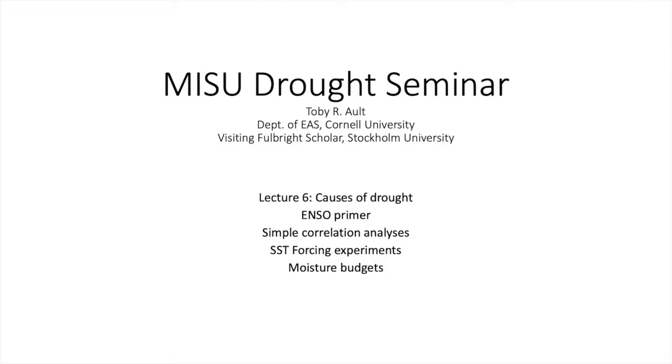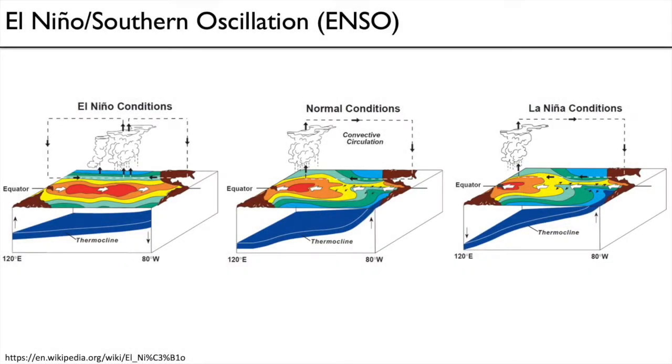Today we're going to talk about the dynamical causes of drought in the atmosphere and the sources of atmospheric variations that lead to drought that lie in the ocean. Quick recap of ENSO, El Nino Southern Oscillation. I'm sure most of you are reasonably familiar with it, but because it's very relevant to drought around the world, I just wanted to make sure we're all on the same page.